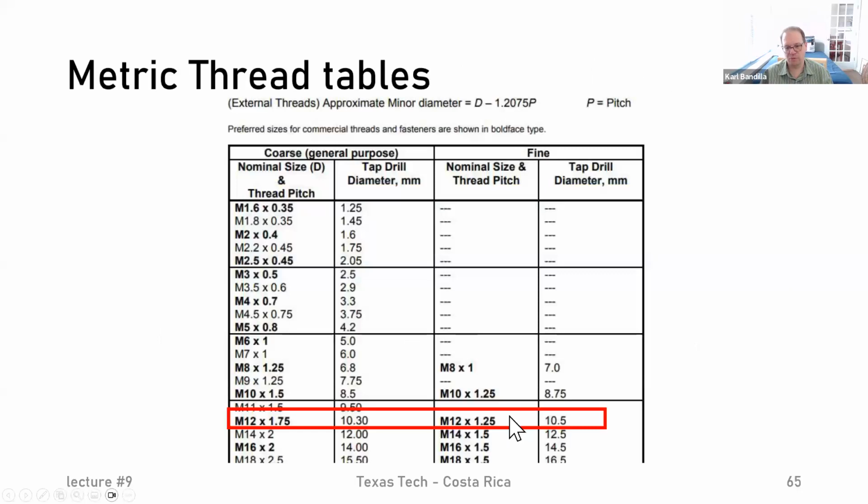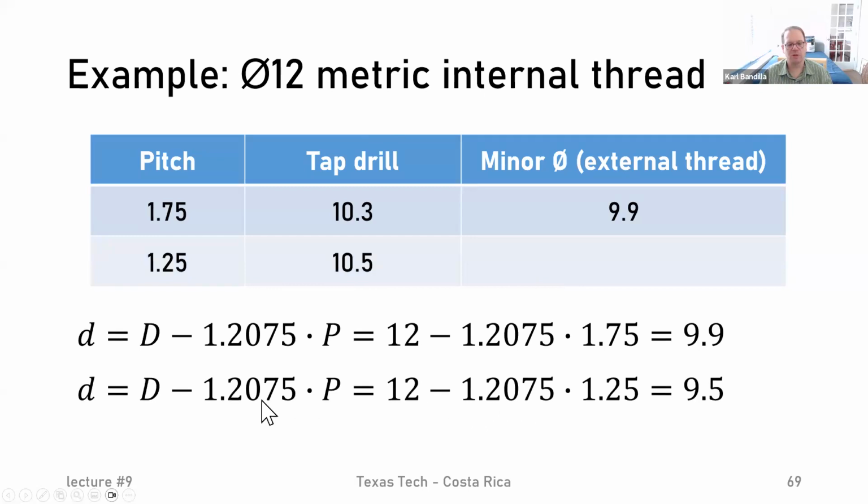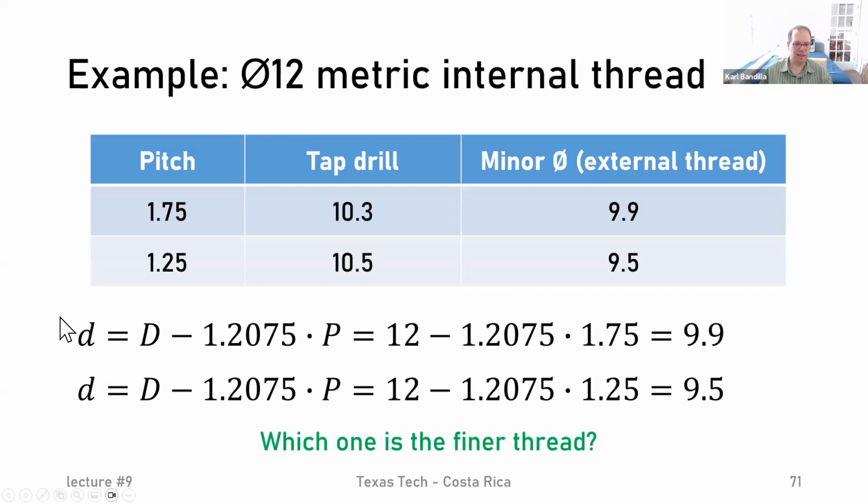If we go to the fine one, right, we'd have to go in here. We'd have a pitch of 1.25. Put that in our table. We get our tap drill of 10.5. Put that in our table. And then we can do the same calculation. Now, of course, we just have to change what the pitch is, and we get a slightly smaller minor diameter. Right, so that would be what we can see. Now, based on what we see in this table, which of these is the finer thread? And again, the finer thread means that we have more threads stuck close together. Which of these would you say is the finer one?